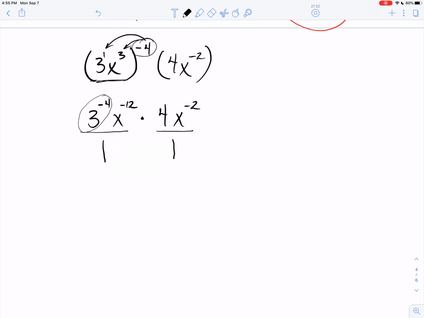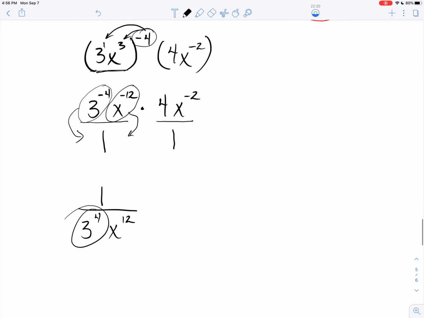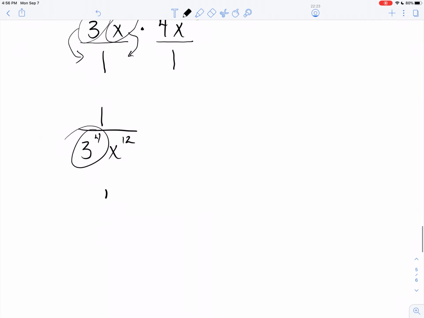Negative exponent. This is going to make this part of the problem go downstairs. Negative exponent. That's going to make this part of the problem go downstairs. Once it travels, what's going to hold the place in the top? 1. Once it travels, it's downstairs. I am now 3 to the 4th downstairs. I am now x to the 12th downstairs. 3 to the 4th is just a number. I can punch it in on my calculator. 3 to the 4th is 81. So I now have 1 over 81 x to the 12th.